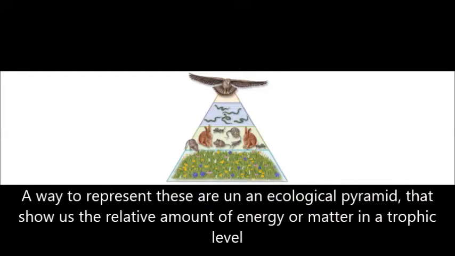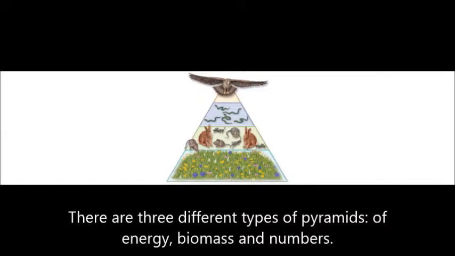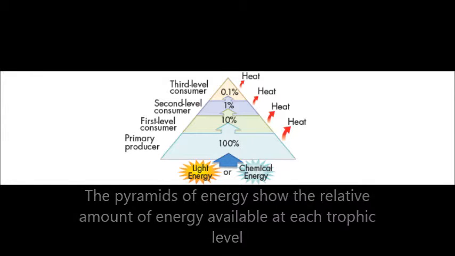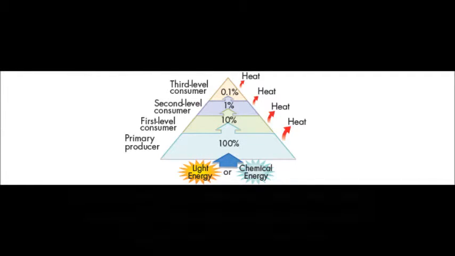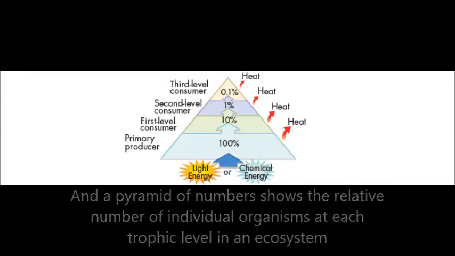A way to represent these is an ecological pyramid that shows the relative amount of energy or matter in a trophic level. There are three different types of pyramids: of energy, biomass, and numbers. The pyramid of energy shows the relative amount of energy available at each trophic level. The pyramid of biomass illustrates the relative amount of living organic matter at each trophic level. And the pyramid of numbers shows the relative number of individual organisms at each trophic level in an ecosystem.